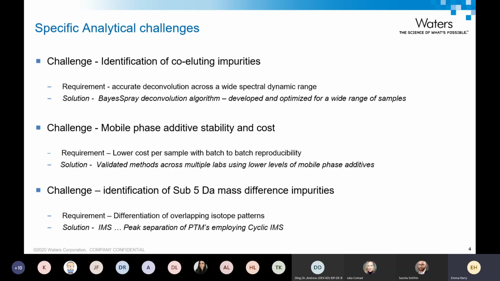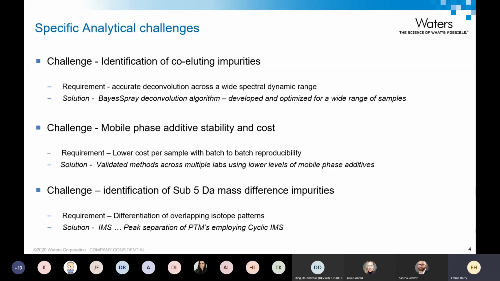So at Waters, we're very aware of this challenge, and we know that a requirement really is accurate deconvolution. Can we accurately deconvolute, and not only deconvolute, but can we do it across a wide spectral dynamic range? So at Waters, the solution for us has been, we do also have MaxEnt, but also to look at this new deconvolution algorithm called BayesSpray. And what we're finding is that it's far better suited for the deconvolution of oligonucleotides. So we're getting far better mass accuracies.